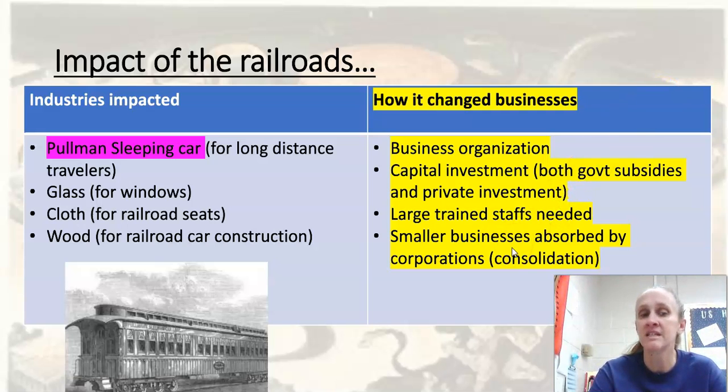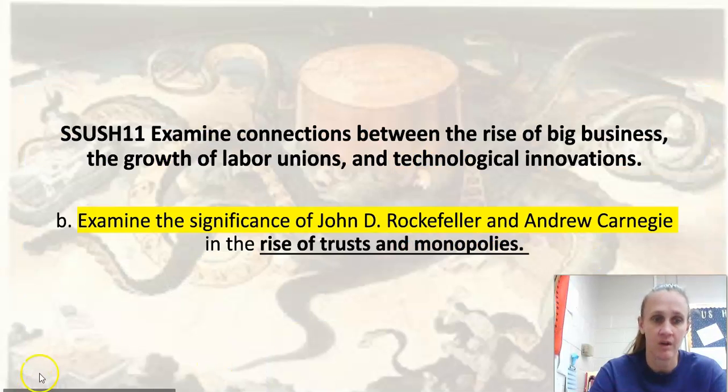And then your smaller businesses are going to get absorbed by your corporations, because they're not going to be able to compete with them. So we're going to stop there, and then you'll go to the next slide.